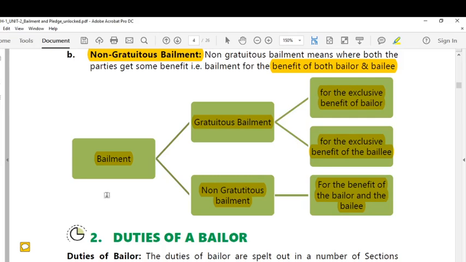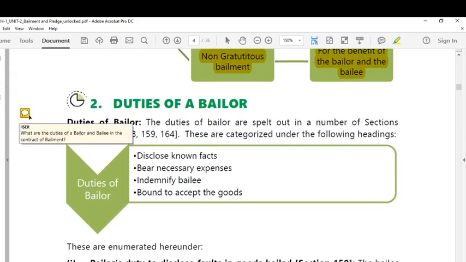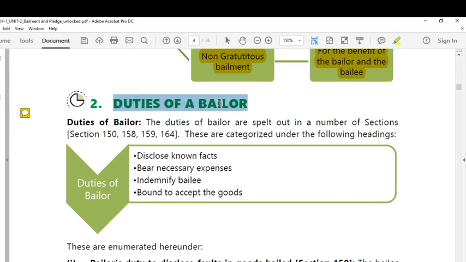Right, now we go for the next topic. It is about the duties of a bailor. The topics that we are going to cover, the duties of both the parties to the contract of bailment, will be studied under one question. What are the duties of a bailor and a bailee in the contract of bailment? You know that for a contract of bailment, there are two parties. One is the bailor and the other one is the bailee. Both the parties to the contract of bailment will have duties. And what are the duties of both of them?